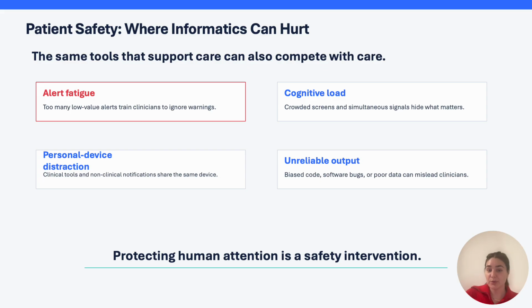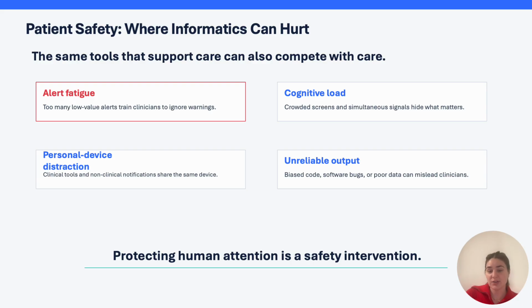Although informatics can improve patient safety, poorly designed systems can create new hazards. One of the most common problems is alert fatigue. When clinicians receive repeated warnings that are irrelevant, low priority, or inaccurate, they may begin dismissing alerts automatically. Eventually, an important alert may be ignored along with the unnecessary ones.